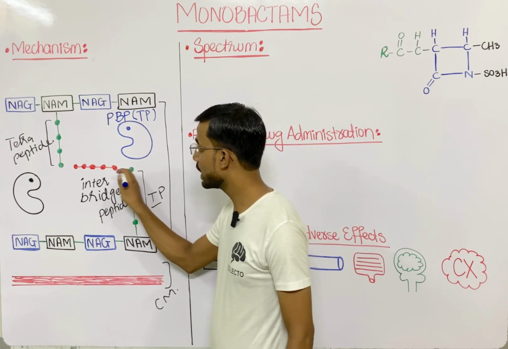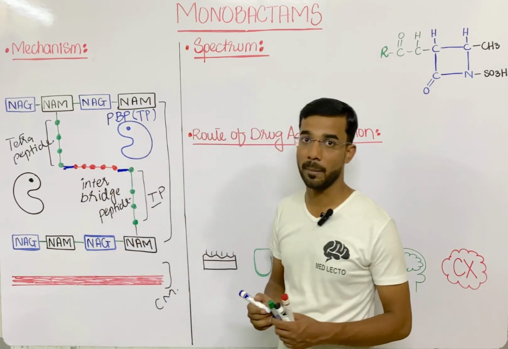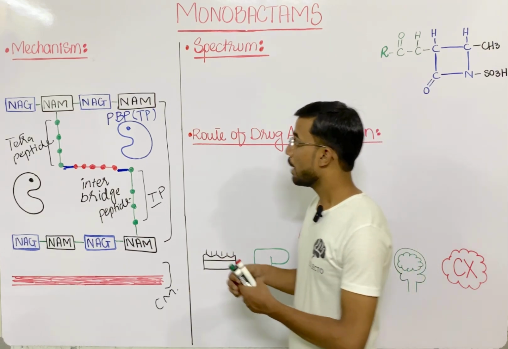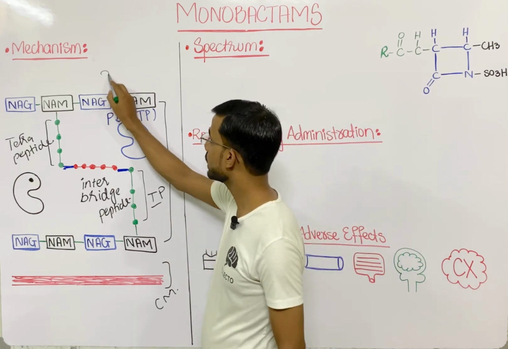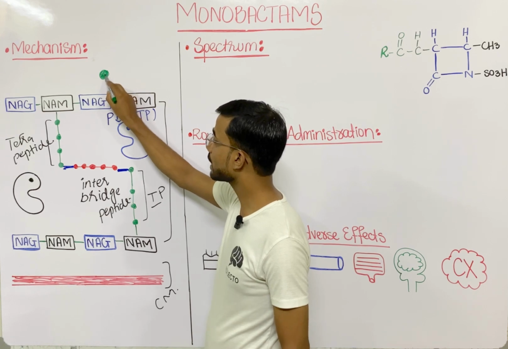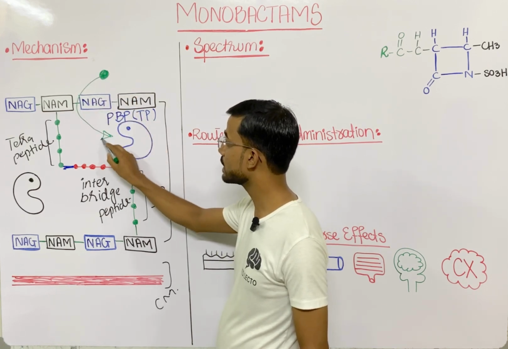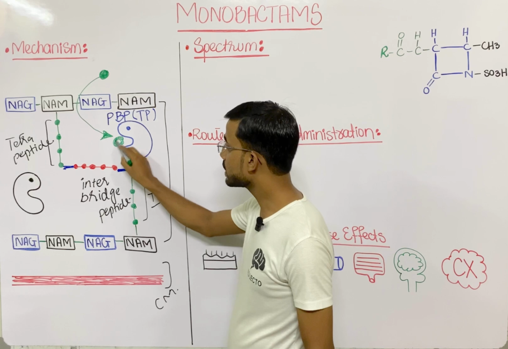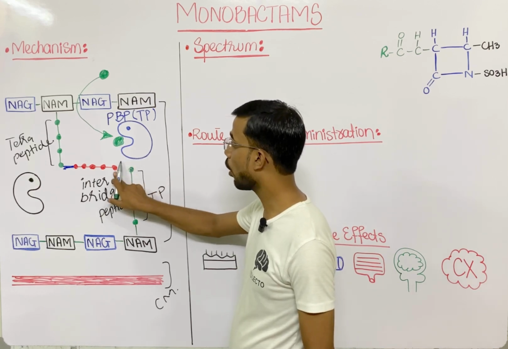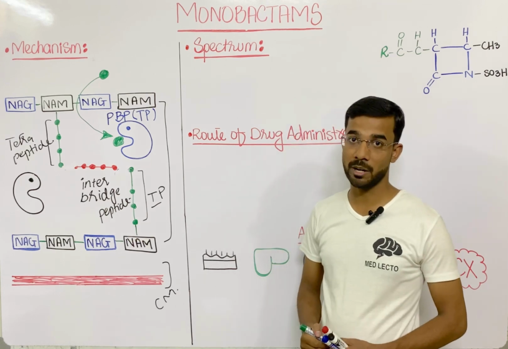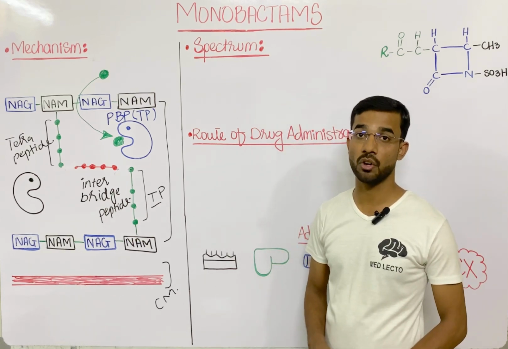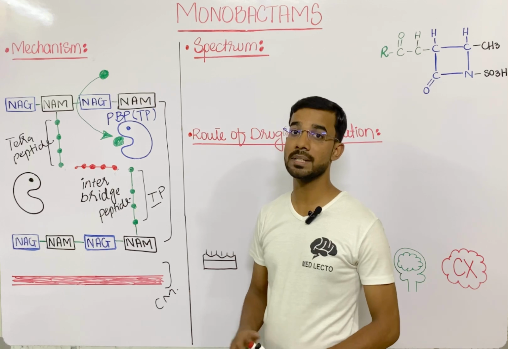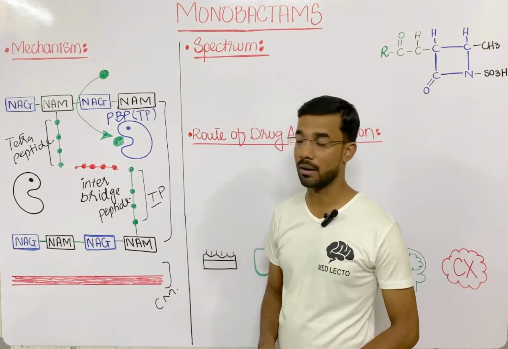So now you will see the linkage of the interbridge peptide with the tetrapeptide, and ultimately you will see the strength of the peptidoglycan. But Monobactam, if I say, here is the Monobactam. Monobactam basically inhibit this enzyme, that is penicillin binding protein. If you see the inhibition of this enzyme, then there will be no linkage of the interbridge peptide with the tetrapeptide, and ultimately you will see the disintegration of the peptidoglycan, and after that you will see the killing of the bacteria. So it means that Monobactam is actually bactericidal antibiotic.